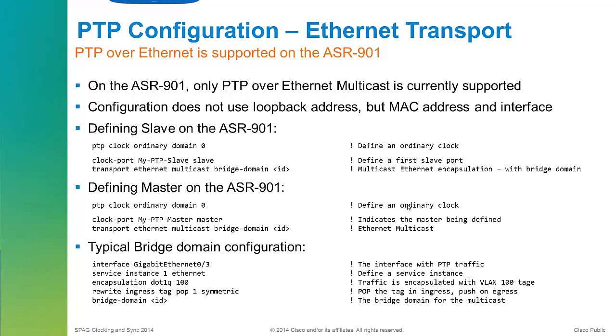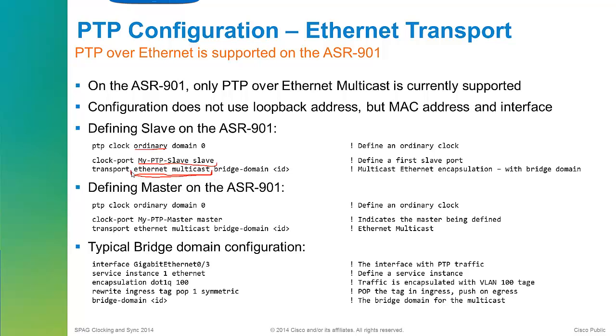Now, starting with the 901, support for PTP over Ethernet is in multicast, and it doesn't use loopback addresses, right? Because it's a layer 2 thing. You don't really have that. So what it does is it uses the interface and it uses MAC addresses. So when you define a slave on an ASR 901, again, it's just an ordinary slave. So no difference there. You're defining, give it a name, your PTP slave, and you're defining the transport. Instead of the transport being IPv4 unicast, it's now Ethernet multicast.